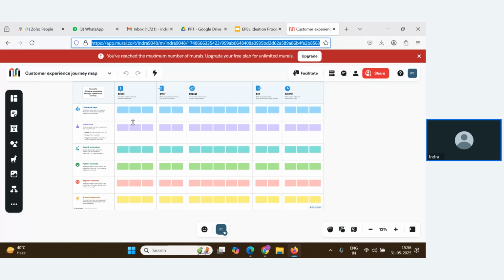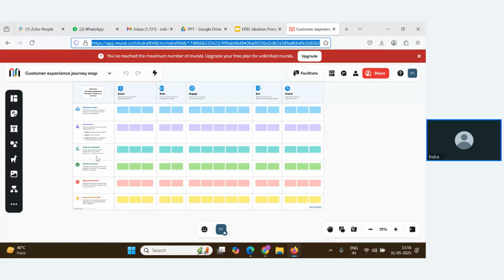Then you have interaction. In interaction, you'll understand who they are interacting with. You'll think about the people. Are they talking to sales people, customer support, or any kind of users? Are they going to visit any website or mobile application? And are they using any kind of device or features to interact with? Like this, you will do it.